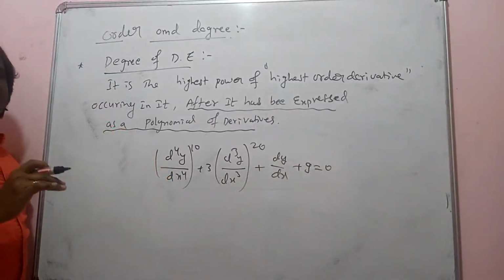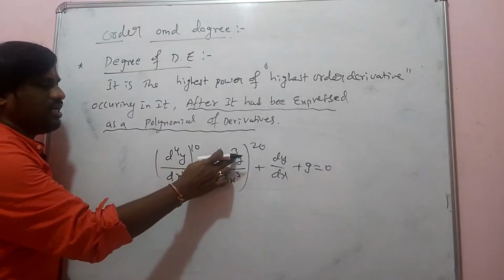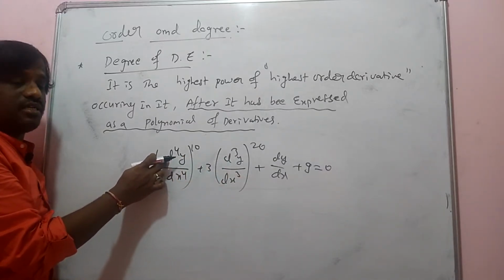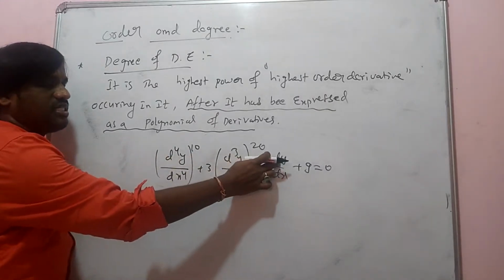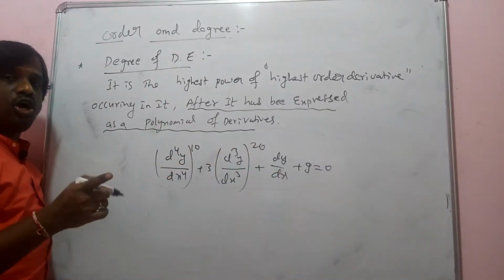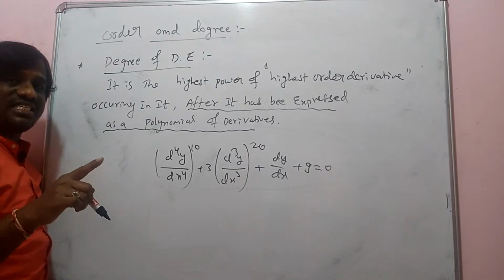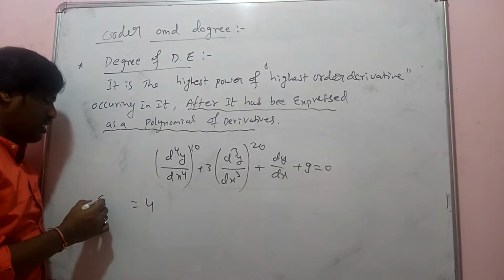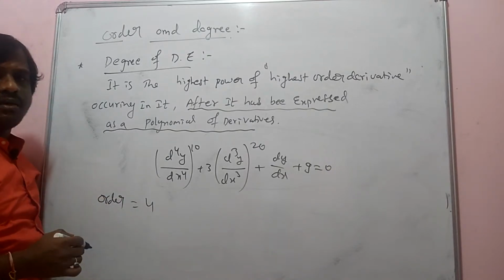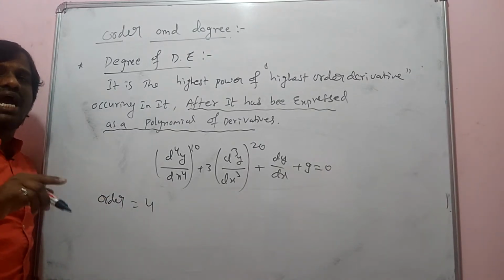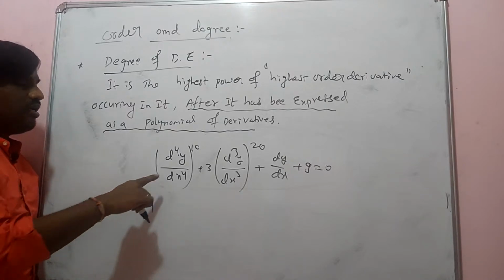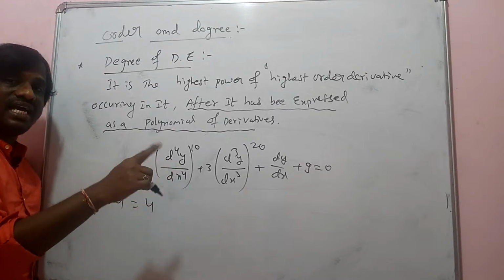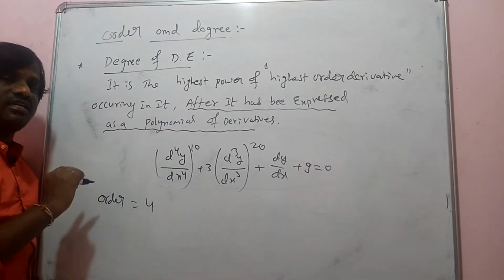In that, what is the order? I told you the order. This is differentiated 3 times, this is differentiated 4 times, this is differentiated 1 time. So how many times is it differentiated at most? That is the order. So the order is 4. Why is the order 4? Because the highest derivative occurring in the equation is the order. This has the highest derivative, 4 times, so the order is 4.